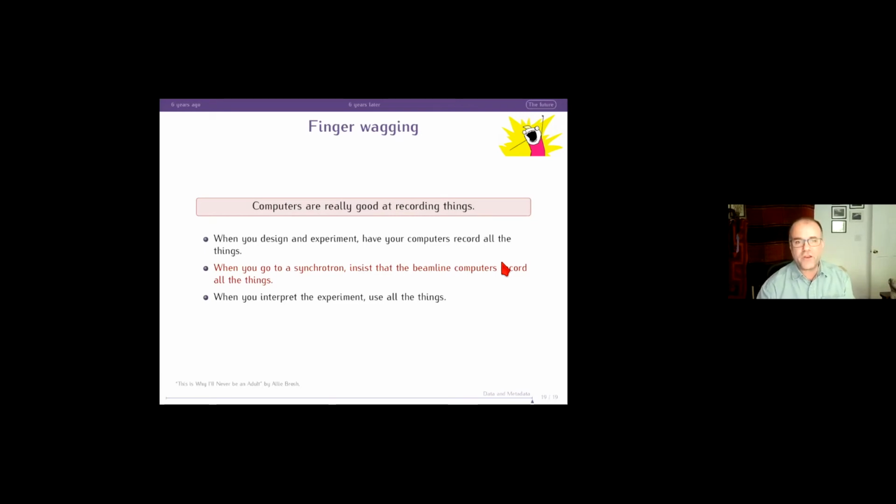So when you as an individual at home or at a facility are designing and performing an experiment, have your computers record all the things. And when you go to the synchrotron, and this middle part is actually the only place where I can claim the moral high ground and really wag my finger at people, the people at the synchrotron really need to be embracing this and doing this. So if you as a visitor to a Beamline like mine aren't getting the information that you need, insist that we do that. And then if you have those beautiful, rich, well-tagged sets of data, you can actually interpret the experiment.